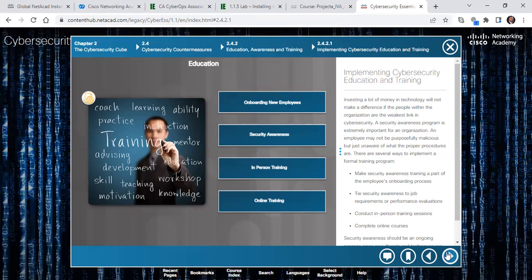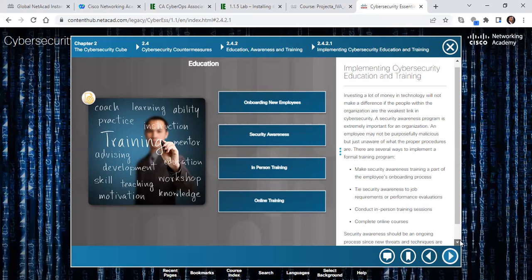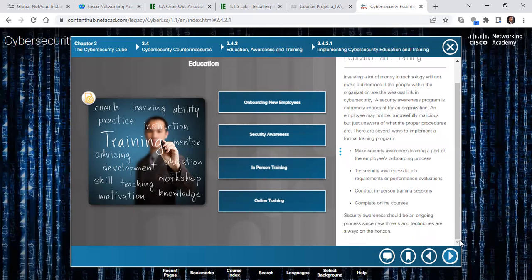Try to train. A security awareness program is extremely important for an organization. An employee may not be purposefully malicious, but just unaware of what the proper procedures are. There are several ways to implement a formal training program. One, you can make security awareness training a part of employees' onboarding process. That's before you employ them, they must go through the security course. Now, you tie security awareness to job requirements or performance evaluation.